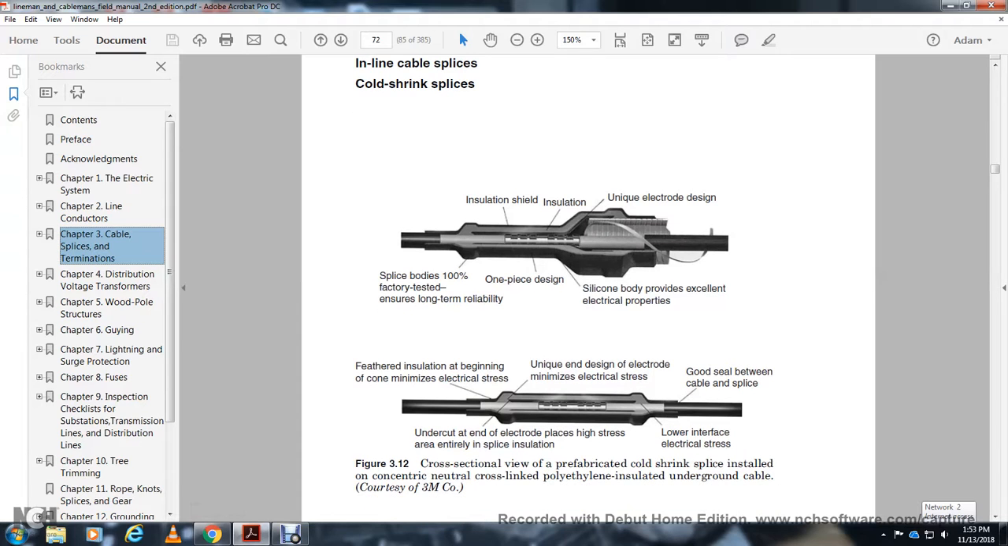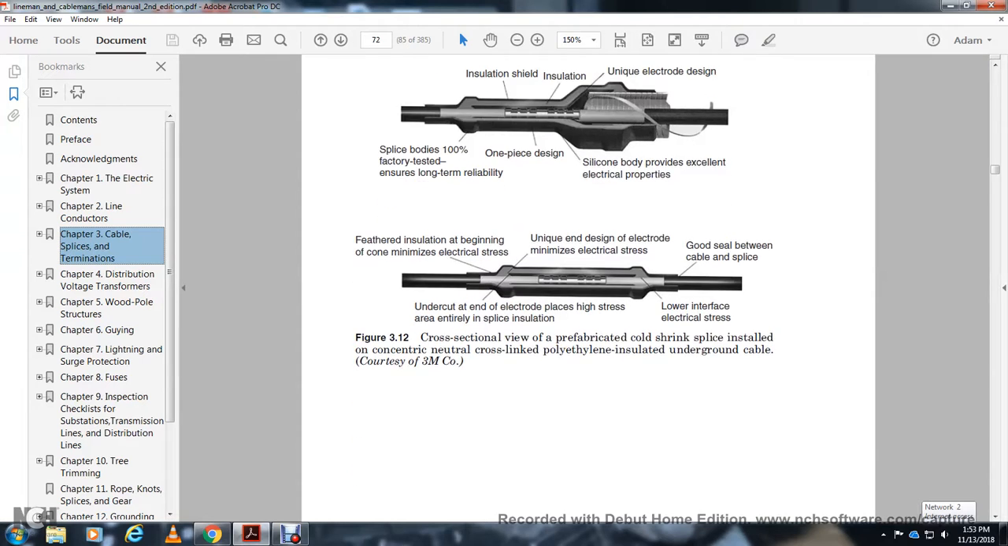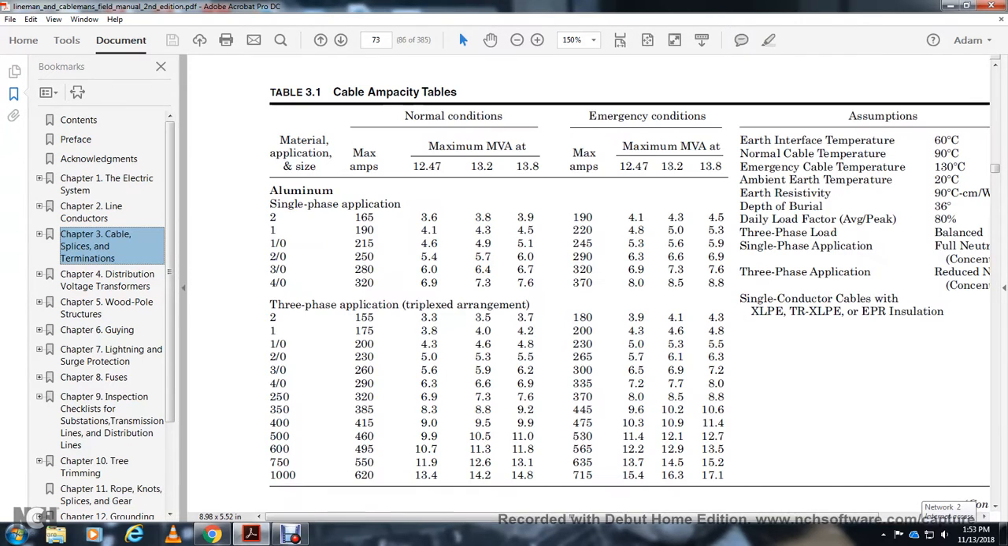Figure 3.12, the cross-sectional view of the prefabricated cold shrink splice, insulated with a concentric neutral cross-linked polyethylene insulated underground cable.